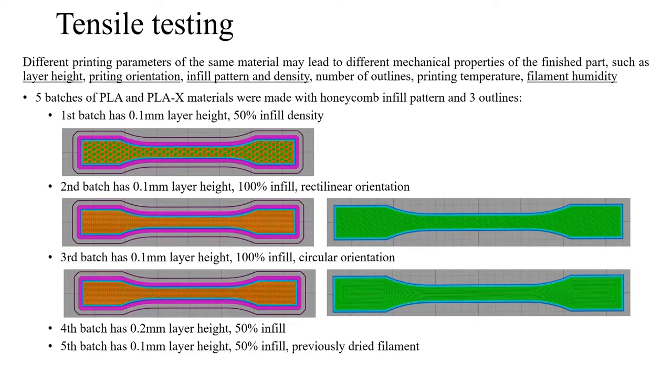So the first batch has 0.1 layer height with 50% infill density. Second and third are full infill density batches, which differ in printing orientation. So one is rectilinear, the other is circular. Fourth had higher layer height, and the fifth was of previously dried filament. So all these properties combined, we can see on these few specimens how each parameter influences mechanical properties.